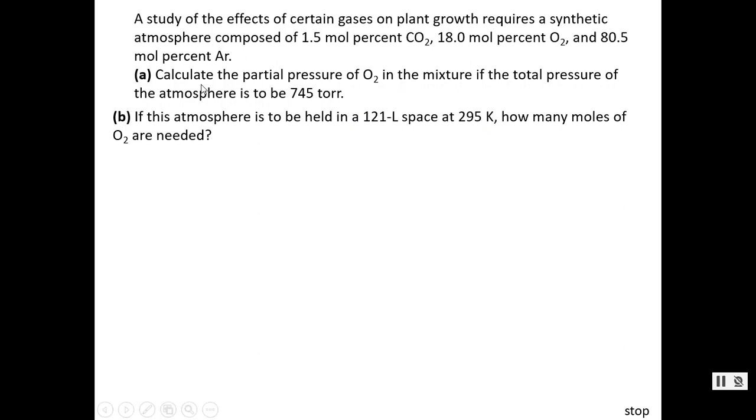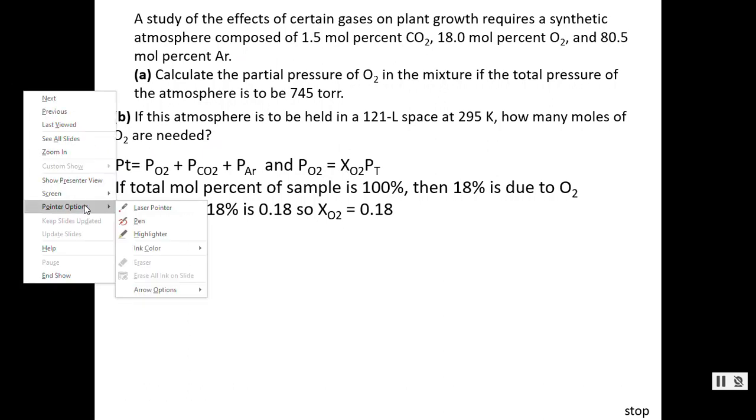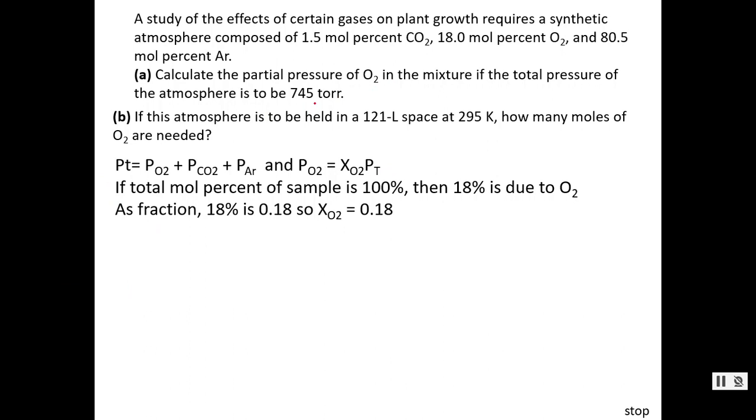So let's tackle part A first, and let's address these mole percents and how they're going to be useful to us. We know that the total pressure of the system is equal to the sum of the pressures of those three components. Part A wants us to calculate the partial pressure of oxygen. Well, the partial pressure of oxygen is going to be the total pressure of the system, which we were given, 745 torr, multiplied by the mole fraction of oxygen.